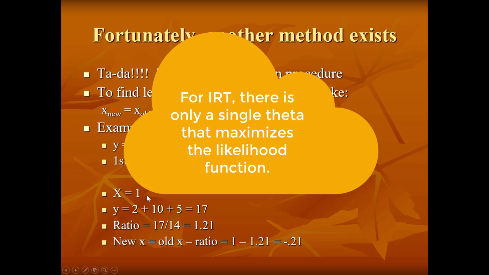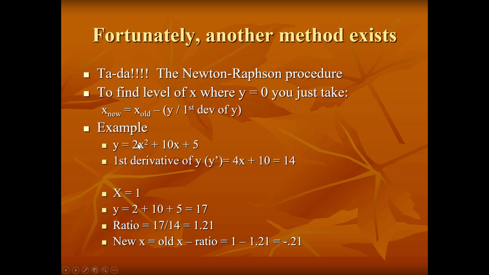So let's plug in an x value here, and let's solve for y given x equal 1. So 2 times 1 squared is 2, 10 times 1 is 10, plus 5 equals 17. And the first derivative, 4x plus 10, where x is equal to 1, is going to be equal to 14. And so the ratio is going to be this 17, y, over the y prime, which is 14. 17 over 14 is 1.21.